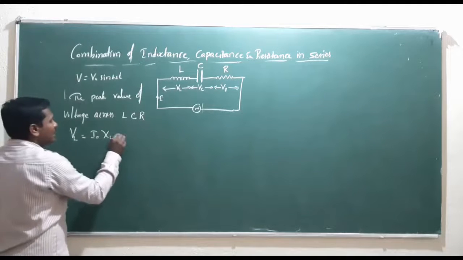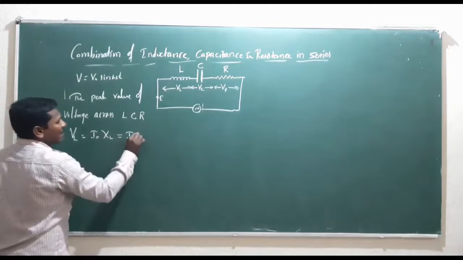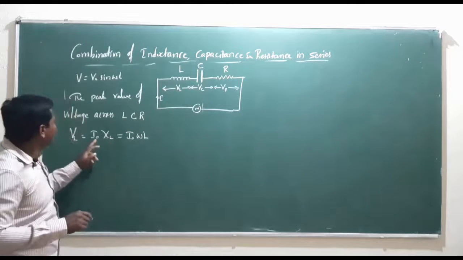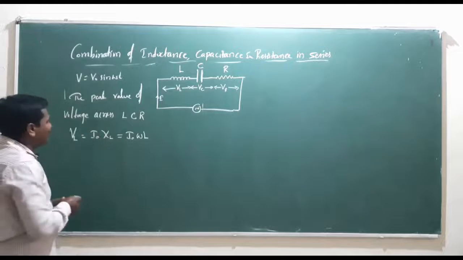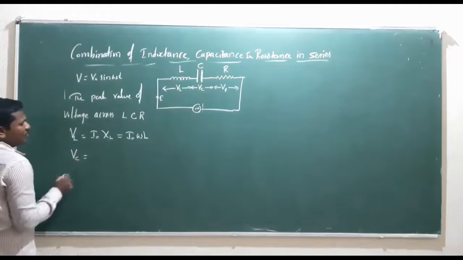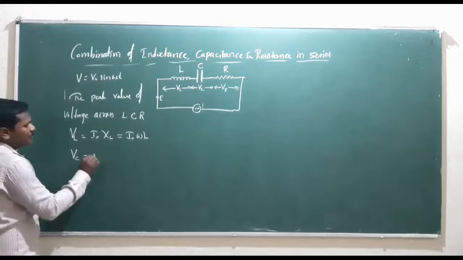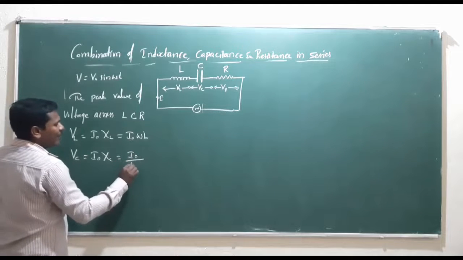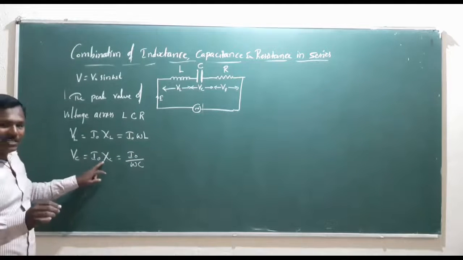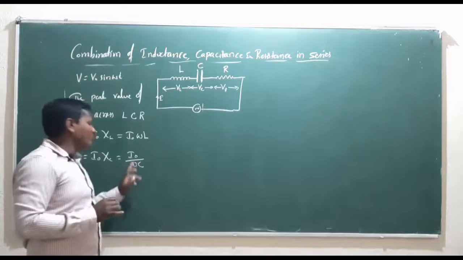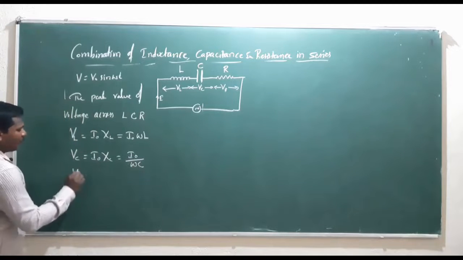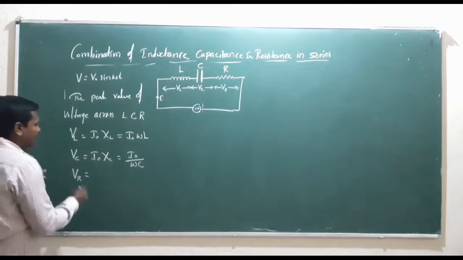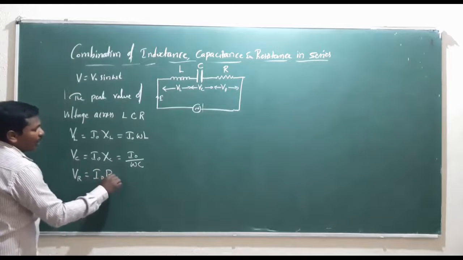This can also be written as I naught chi of L, in the sense omega L. Here chi L represents the inductive reactance and I naught represents the peak value. VC, which is equal to the voltage across the capacitor, is I naught into chi of C. This can be written as I naught divided by omega C. Here chi of C, in the sense the capacitive reactance, can be written as 1 divided by omega C, and VR, which is equal to the voltage across the resistor, can be written as I naught into R.